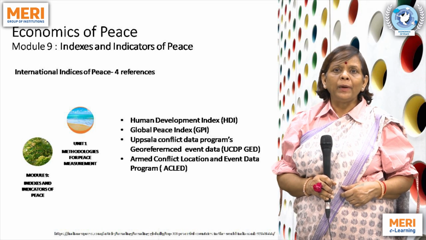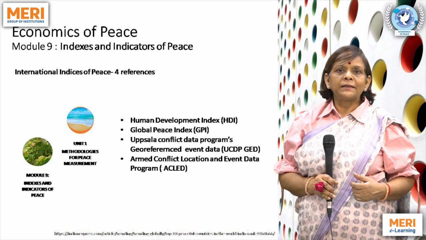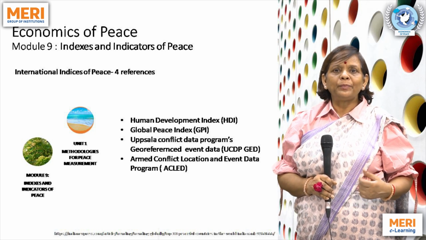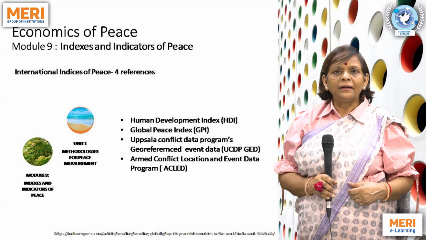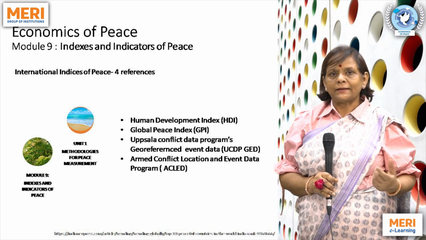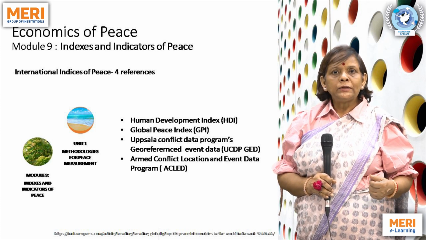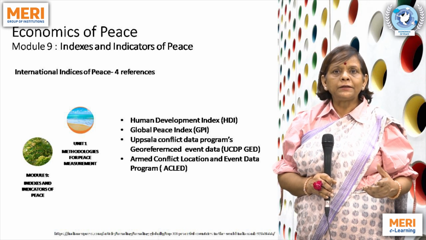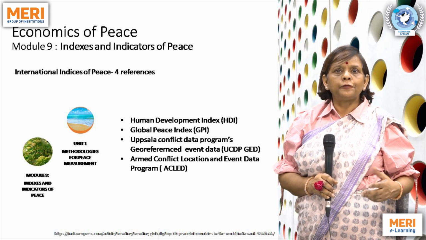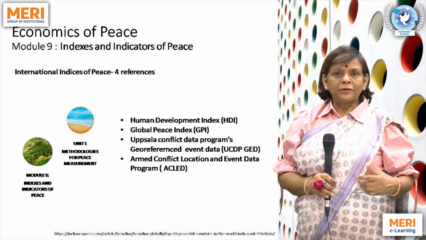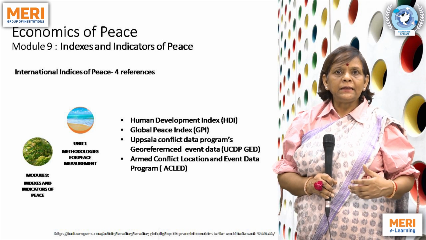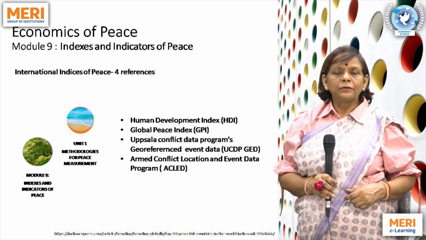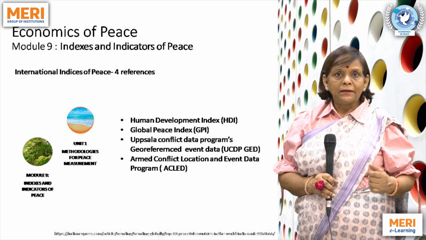There are four main references for indices of peace. The first is HDI, Human Development Index. Second is GPI, Global Peace Index. Then you have UCDP GED, Uppsala Conflict Data Program, Geo-referenced Event Data, located in Sweden. Then you have ACLED, Armed Conflict Location and Event Data Program, in real time. Let us discuss each reference.